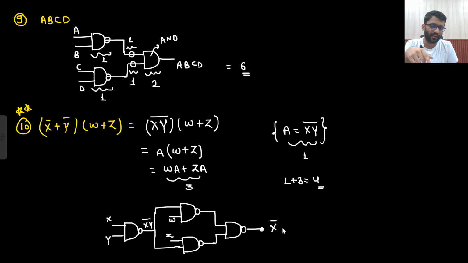That would be x bar y bar into w plus z. So this question came in GATE examination, and you need to think in this manner. More examples we will see. What can come in future? Okay, this has already come. What can come in future?